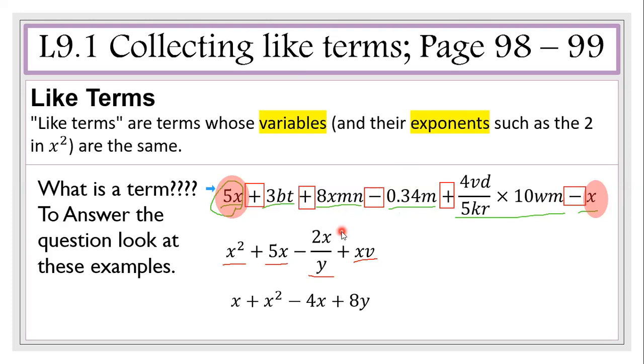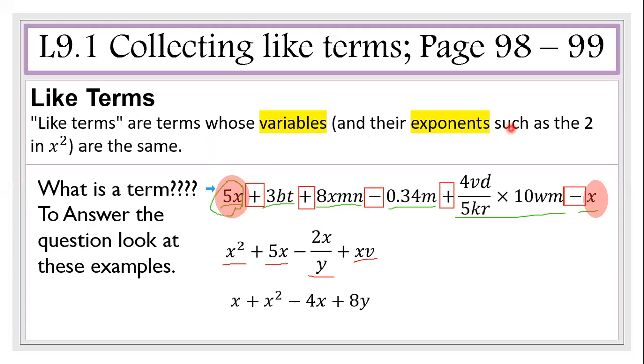I do not care about the number. The number that is beside x, we call it the coefficient. And I don't care about the coefficient being the same. I only care about the variable. So one more time, what do we mean by like terms? Like terms are terms whose variable and their exponent are what? The same.